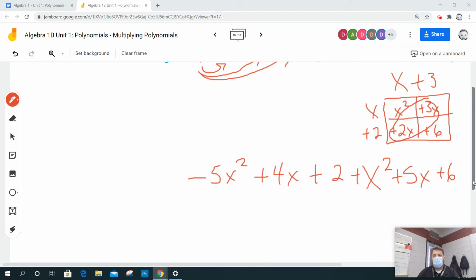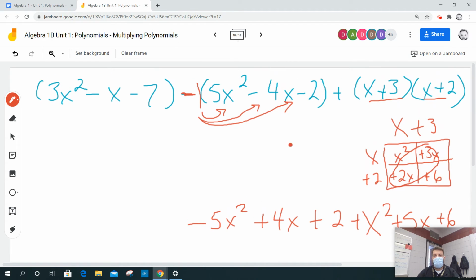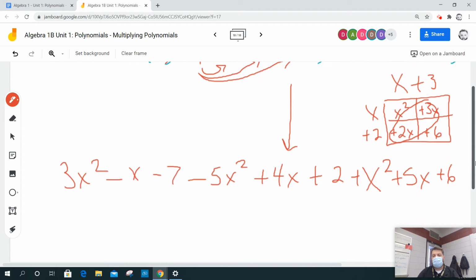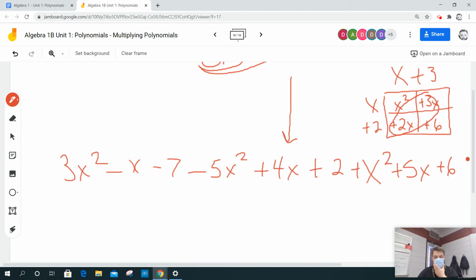Lastly, all that stuff comes down to here. And then over here, we're not doing anything. We can't combine like terms inside the parentheses, and we're not multiplying it by anything. So we really don't need the parentheses anymore. All right, so now I've got this big, long mess. Well, we've got to combine like terms.